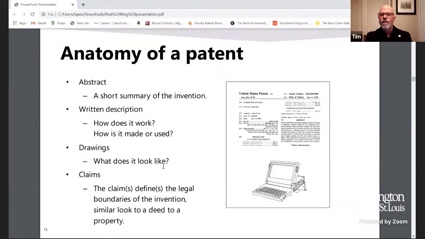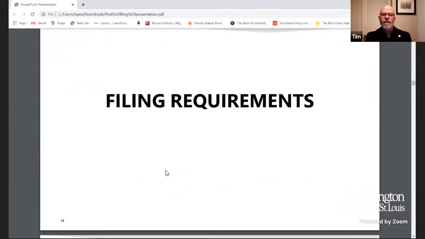The drawings can be included if you think they're necessary for your invention. And then of course the claims, which define the legal boundaries.